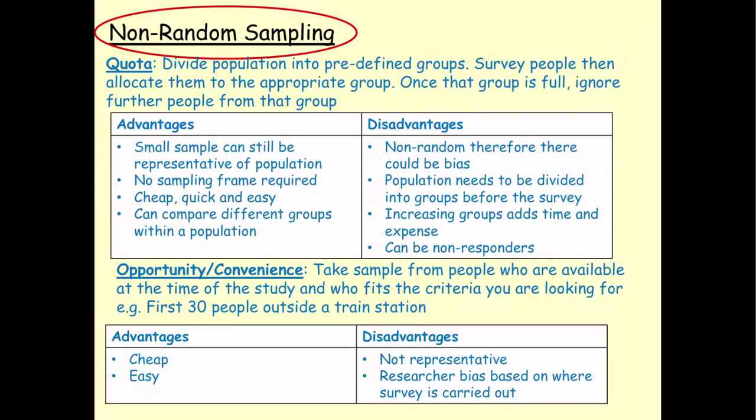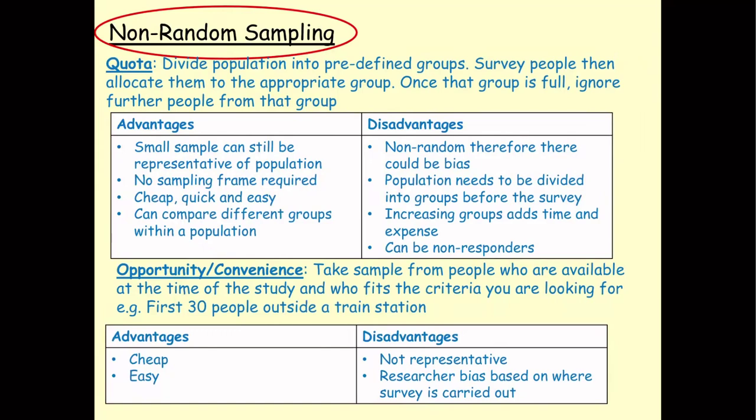Here now we've got some non-random sampling. So we've got quota sampling. Quota is when we divide the population into predefined groups. We survey people and allocate them to the appropriate group. And when that group is full, we just ignore any further people from that group. We disregard their data and move on to the next one. The advantages are that the small sample can still be representative of the population because we are disregarding people that we no longer need. We don't need a sampling frame for this.